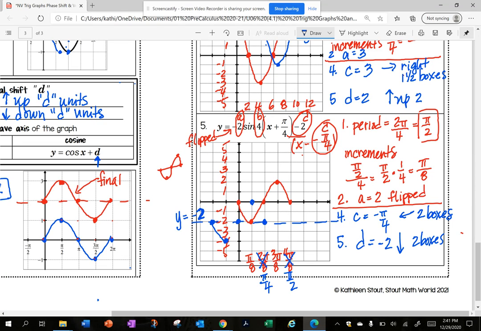Okay, here we go. Drawing my curve smooth. And I want to indicate what I'm looking at as my final graph.